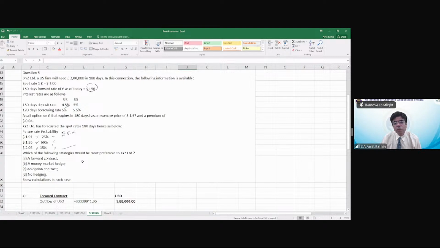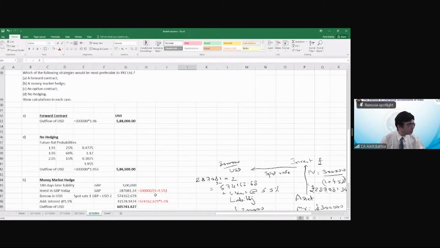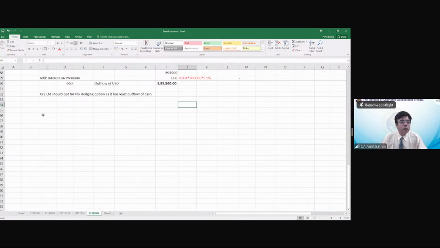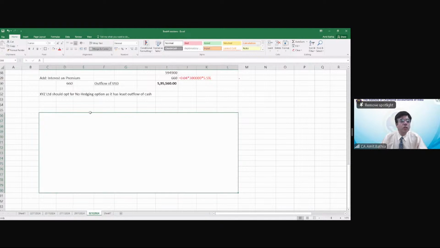Okay. Now, this is question number 5, where we evaluated these 4 strategies. Let us take one more question where we are going to again evaluate the options, and let's see if you have understood the concepts. So now let's take question number 6.